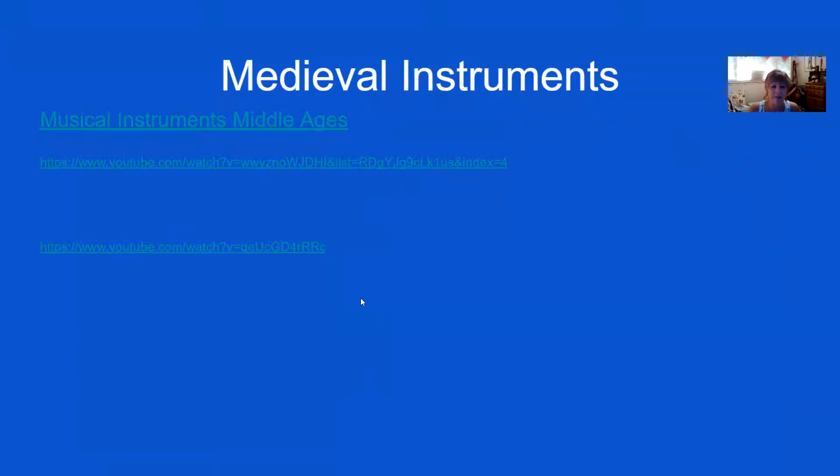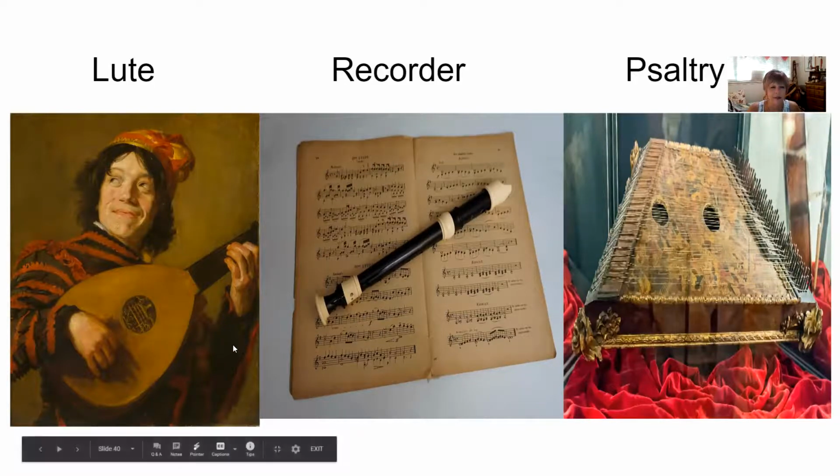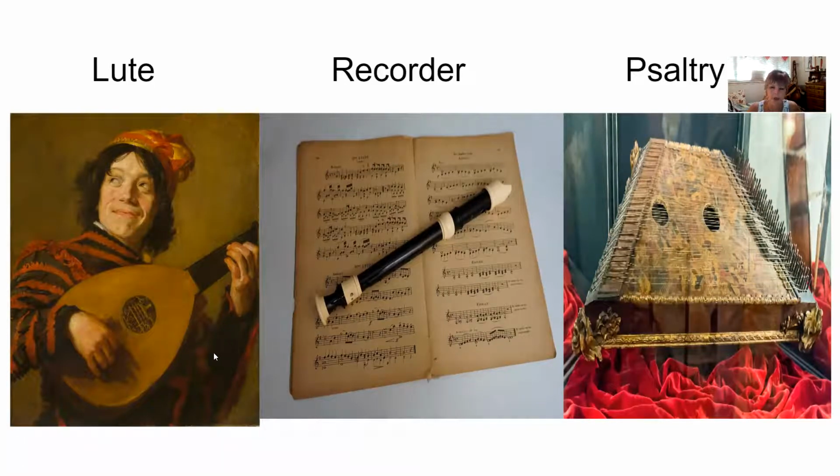I'm going to show you some other things. I'm going to go to a couple of websites, but first I want to show you some instruments. In the Middle Ages, these were the most popular instruments. This was called a lute. It's kind of a precursor to the guitar. It had many strings and looks a lot like a mandolin, like a small guitar.